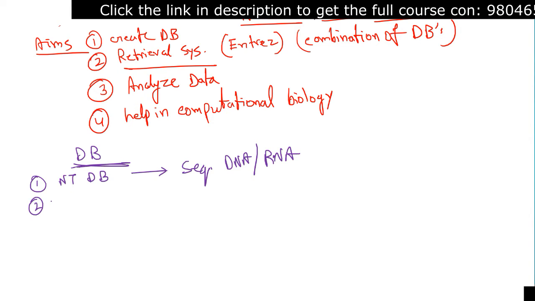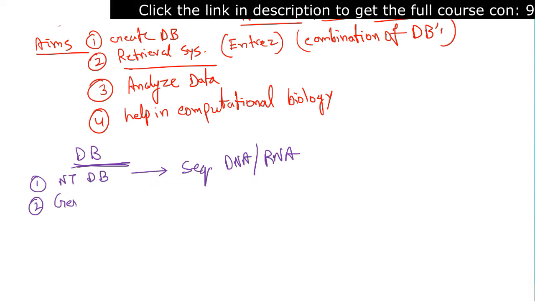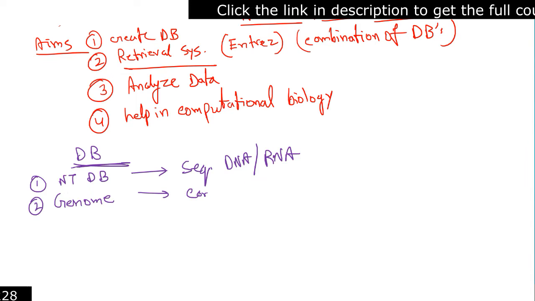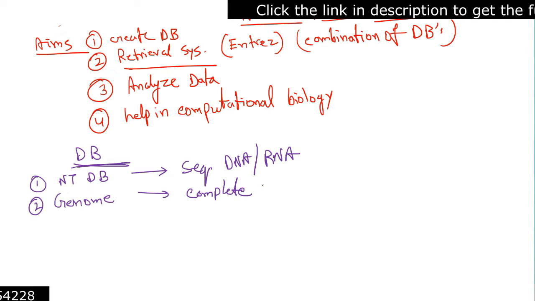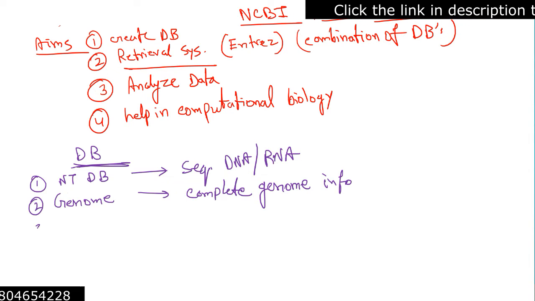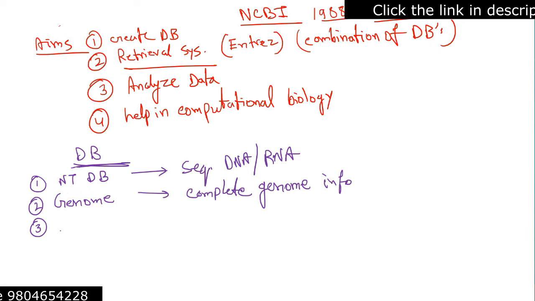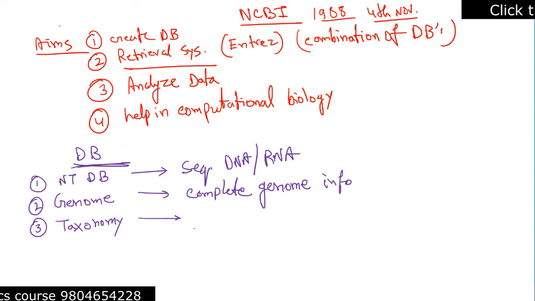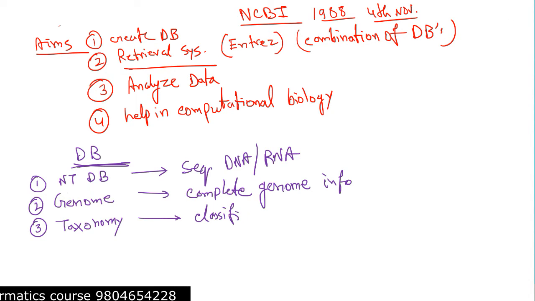Second type here, the genome database, where we have complete genome information. Then third thing, taxonomy databases. This is for classification of an organism, animal classification, plant classification database.